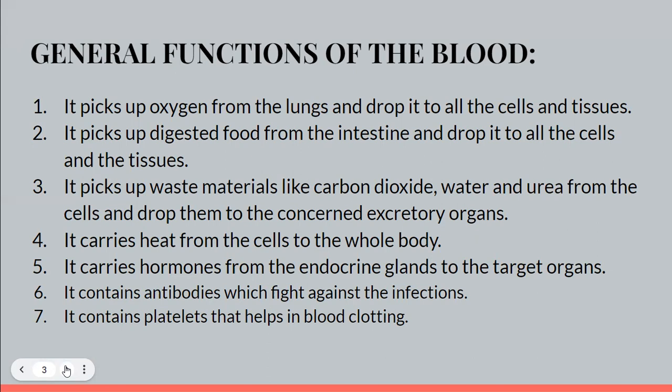The blood is carrying hormones. We have several endocrine glands: pituitary gland, adrenal gland, thyroid gland, pancreas. They produce hormones and blood takes the hormones throughout our body. It contains antibodies. We are going to see in today's discussion what antibodies are and how they fight against infections. It also contains platelets, which help in blood clotting. So whenever we have a cut or injury, we do not bleed to death because we have a system in our blood for blood clotting.